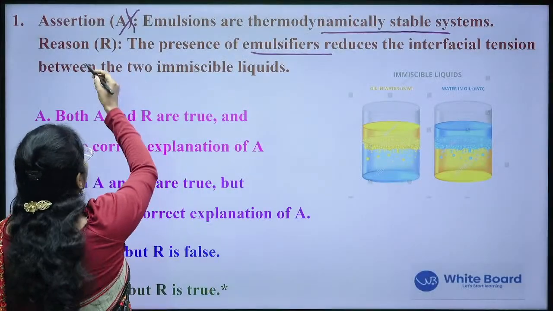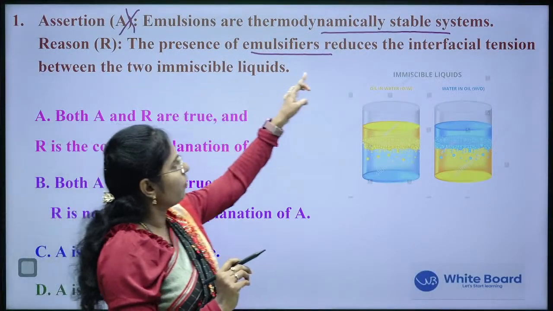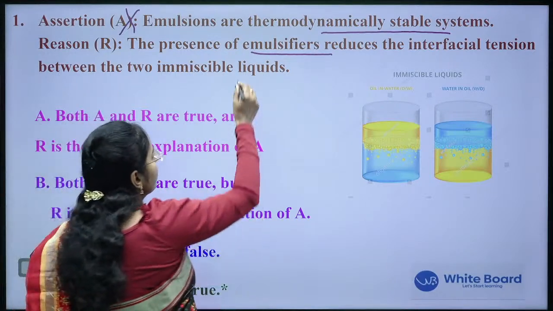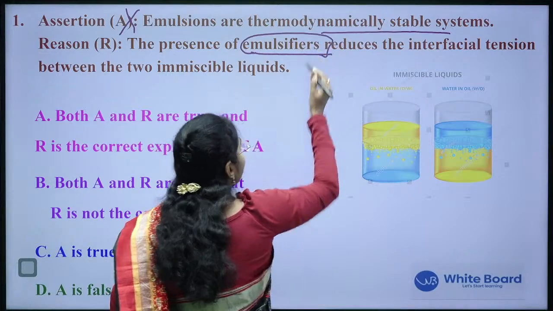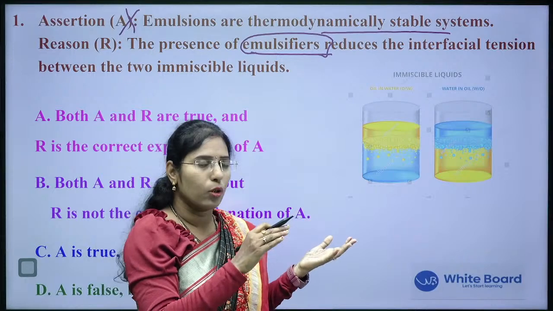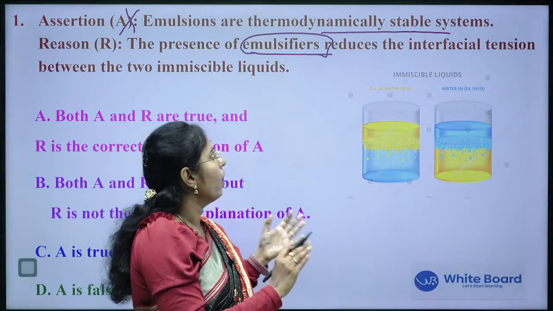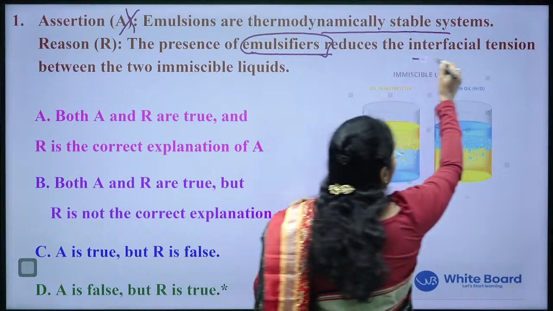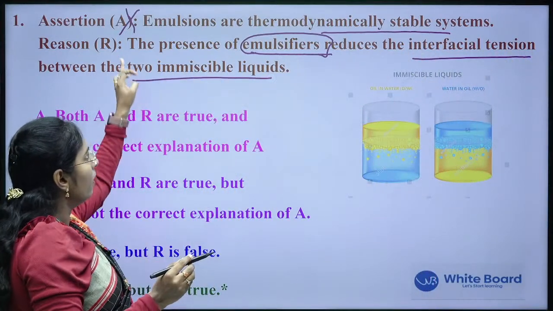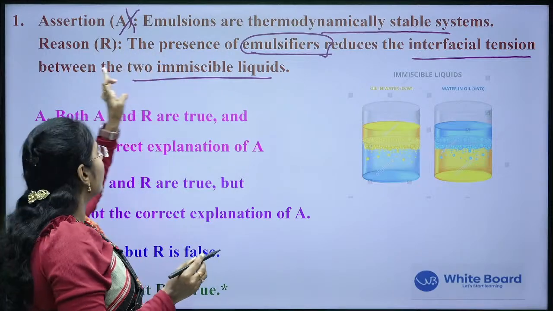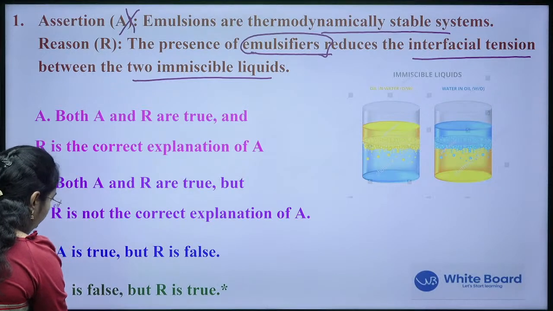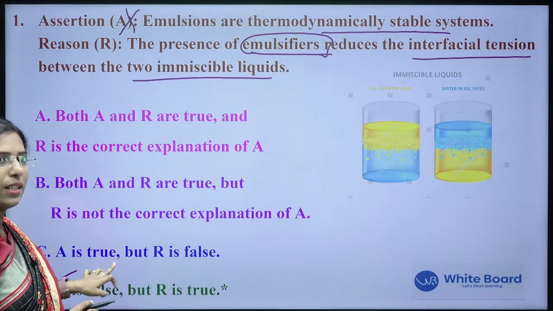Coming to the reason, the presence of emulsifiers reduces the interfacial tension between the two immiscible liquids. Yes, it's true. Emulsifiers are nothing but our emulsifying agents. It is a third substance we will be adding to the immiscible solvents in order to reduce the interfacial tension between the two immiscible liquids. So, the first assertion is false and the reason is correct. So, A is false and B is true. So, option D is the correct answer.